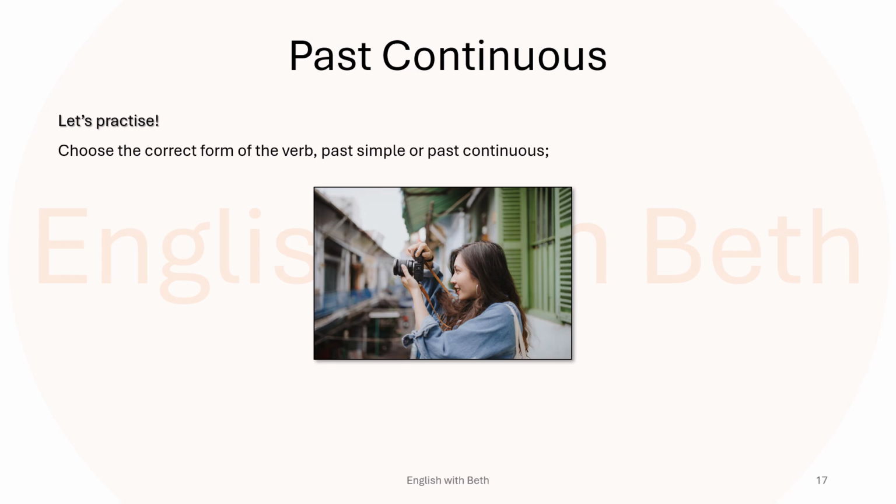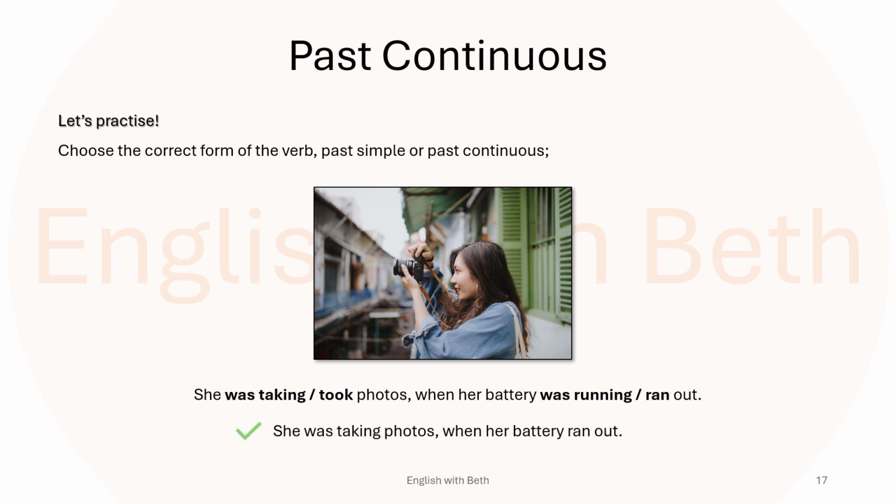One last one. She was taking or took photos when her battery was running or ran out. And here is your answer. She was taking photos, past continuous, and while she was doing that, her battery ran out, past simple. Well done if you got all of those sentences correct.